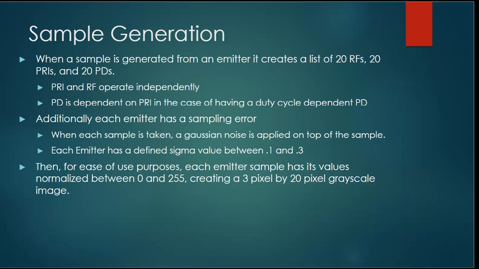And then additionally, after that list of PRIs and RFs and pulse durations is generated, each emitter has a sampling error that's defined by sigma. When each emitter is created, its sigma is randomly picked as a value between 0.1 and 0.3. And the reason for this, for me, was to give an additional hidden variable that the neural net could learn. And this is something else that you'll see in real radars.